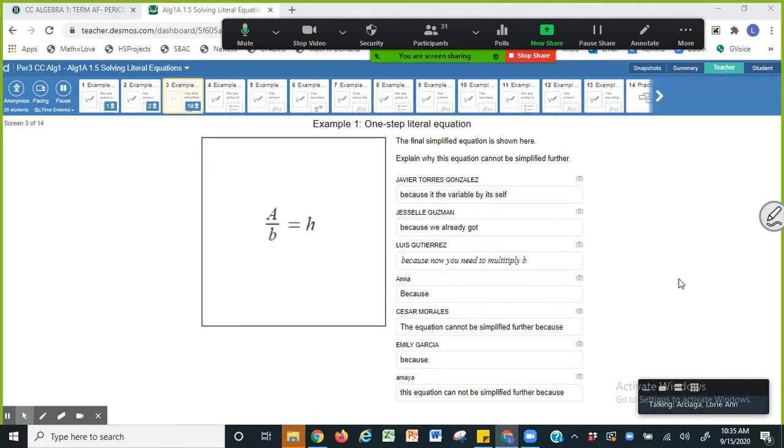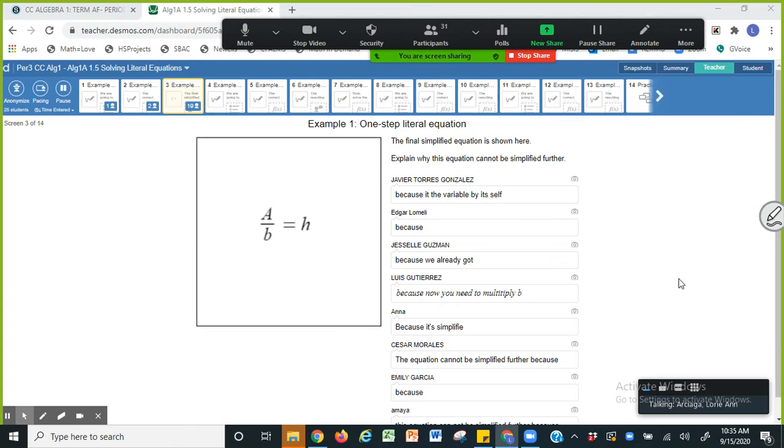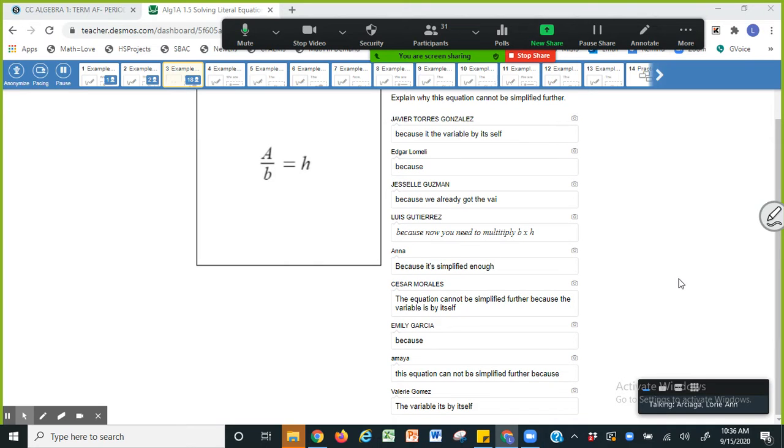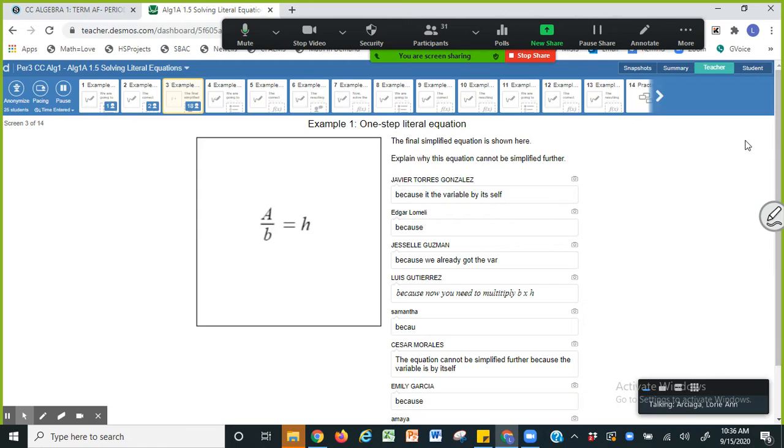All right. Javier said the variable is by itself. That's a good one. Giselle said we already got. What did we get, Giselle? We already got the variable h. Okay, Louise said because now you need to multiply b times h. And if you do that, you're going to be going around the bush, right? So you have to have the letter h or the variable that you're solving for all by itself. And you've done that already. Okay. And the variables a and b cannot be simplified together because they are not like terms. There you go. So consider that as you type your response.